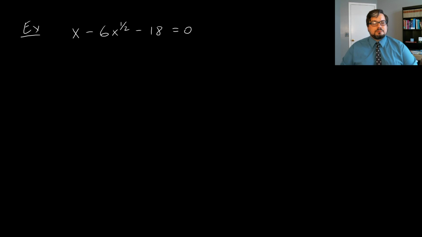Let's look at the equation x minus 6x to the 1/2 minus 18 equals 0. Now here we can try doing the same thing, only instead of writing x squared as a new variable, in this case it's going to work out for us to use x to the 1/2 as the new variable.